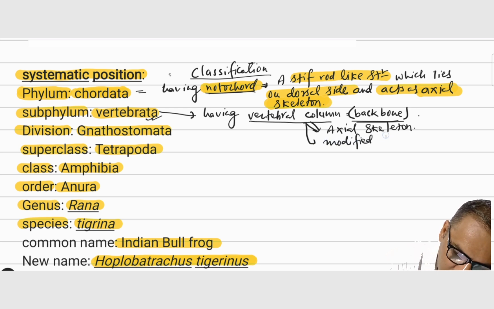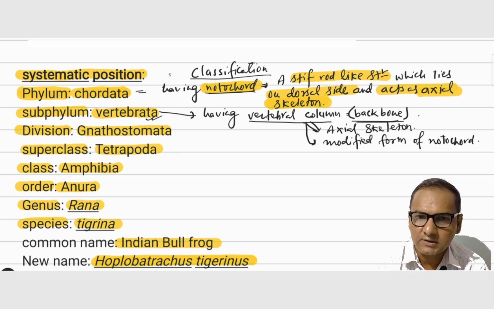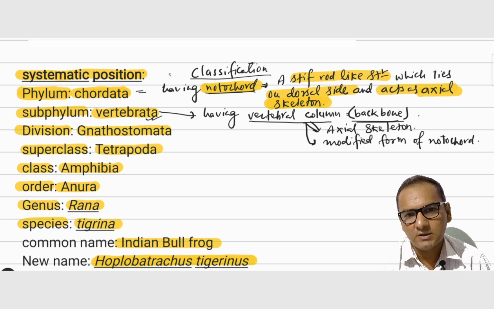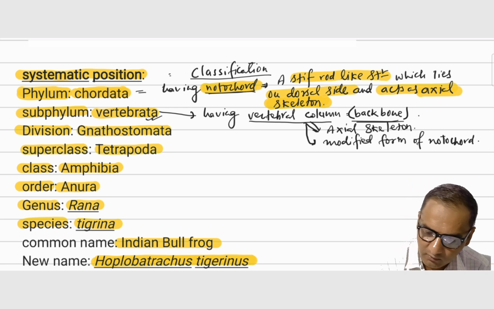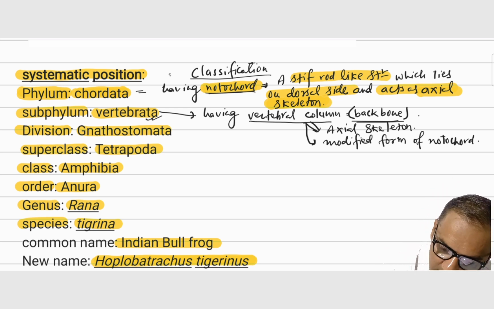a modified form of notochord. Now, what we have to know is that in some chordates, not in all chordates, the notochord which was present during the embryonic stage gets changed into vertebral column in the adult. Not in all chordates, in some chordates. That is why we have written here it is a modified form of the notochord. So, what is it in detail?